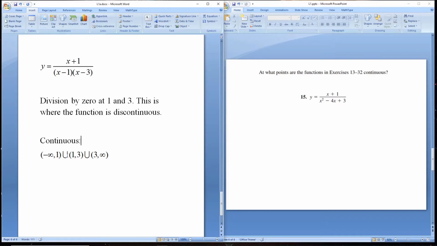So we omitted 1 and we omitted 3 because that causes division by 0, which is a vertical asymptote, which makes the function discontinuous.